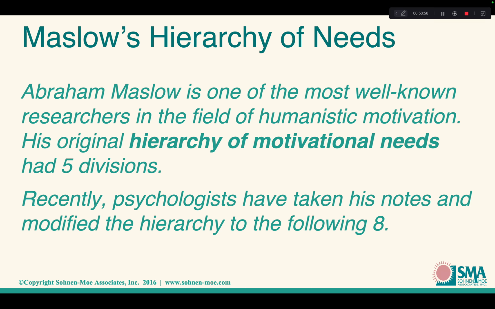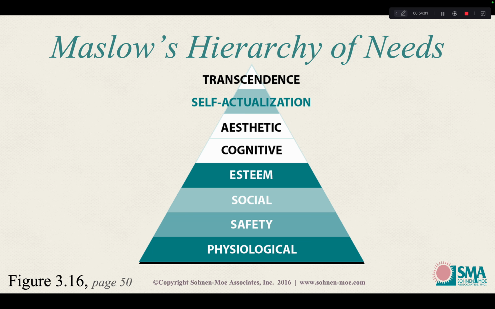So let's look at it. And also he edited it. There's 8 now. So here's the hierarchy of needs. The bottom says your physiological need is the most important. And then there's safety, social, esteem, and so on. So obviously the bottom is what you need the most of, right?